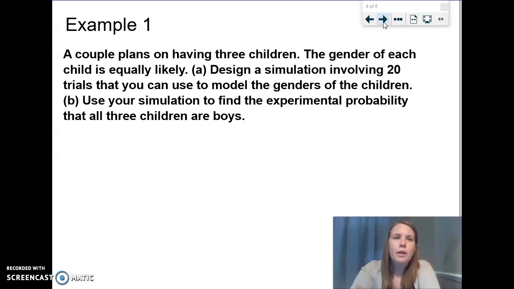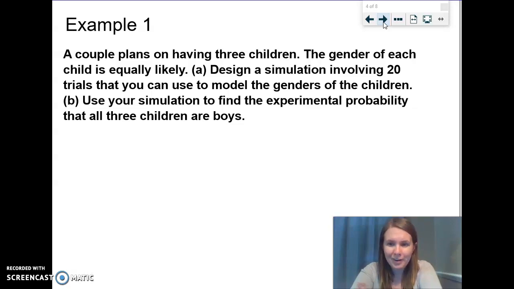So example 1, a couple plans on having 3 children. The gender of each child is equally likely. Design a simulation involving 20 trials that you can use to model the gender of the children.